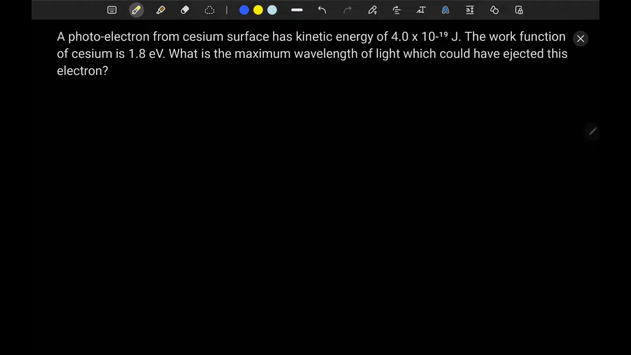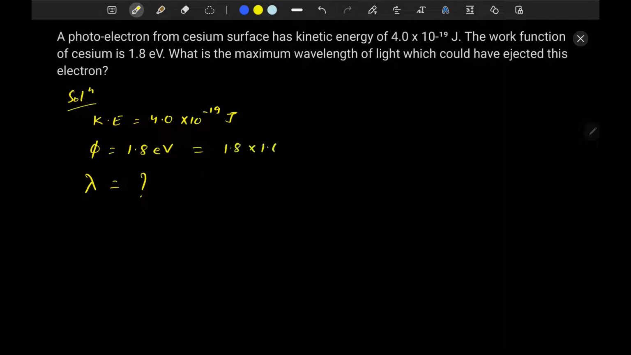A photoelectron from cesium surface has kinetic energy of 4.0 into 10 power minus 19 joule. The work function of cesium is 1.8 electron volt. What is the maximum wavelength of light which could have ejected this electron? So the maximum wavelength of light that can eject electron is the wavelength of incident energy. So we need to calculate the value for this numerical. We will convert the work function into joule. 1.8 into 1.6 into 10 power minus 19 joule.